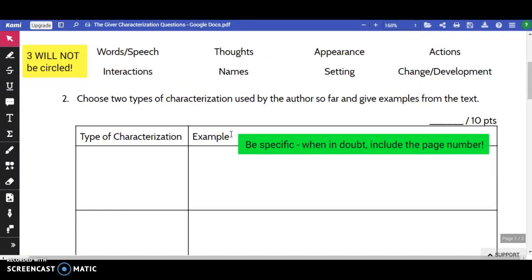For example, if you choose to include thoughts in this table, you could give an example of Jonas's thoughts from the story and how the things that are happening in his head give us more information about what type of person he is and what kind of personality he has.